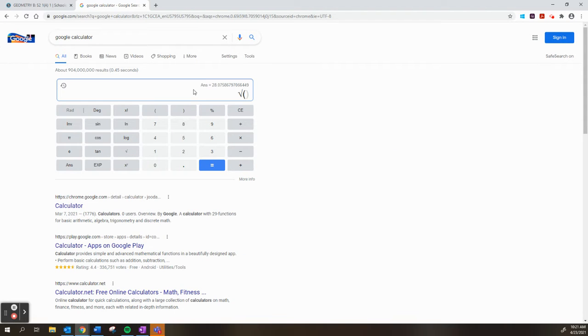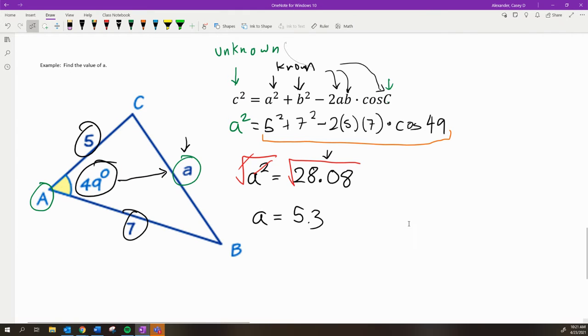Hit square root, and then the answer is sitting there in the memory of the calculator, 28.08. So I'll just take the square root of the answer, and then see, it's about 5.3. And so using the law of cosines to find the length of a missing side, it's not that bad. The toughest part is figuring out where the bits go. So you put the two known sides in for a and b, and then you put the known angle in for C, and then just let your calculator do the rest of the thinking.